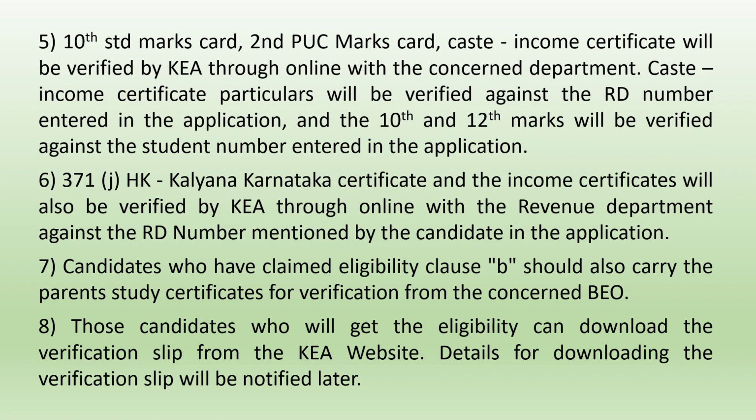And this is one more thing. After your verification is done, they'll issue a verification slip. You can download it from the KEA website also, or they'll give it to you when you go to the offline center. After your verification is done, they'll issue the slip where you'll have the secret key as well. Make sure that you don't lose that slip because it is very important. Once you get it, you should not lose it, because if you lose that secret key, you'll not be able to make the choices for your respective college.